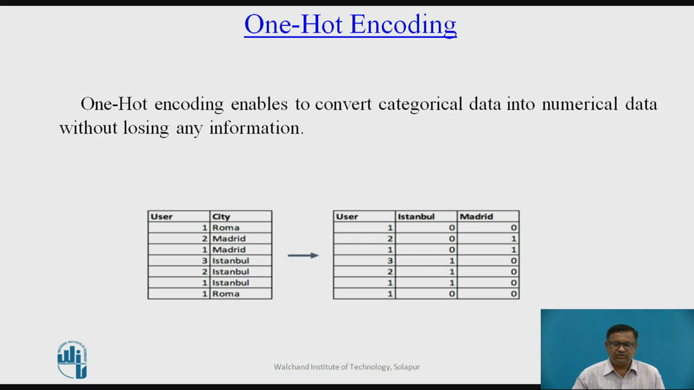If you want to convert this into numerical data, how is it done? If you look at the right side, the Istanbul and Madrid columns are there, and Roma is not written. So Istanbul is 0 and Madrid is 0. That means the first user belongs to Roma. The second user on the left side belongs to Madrid, and that's why in the Madrid column there is a 1, and in the Istanbul column there is a 0. This way we can convert categorical data into numerical data by using one hot encoding.